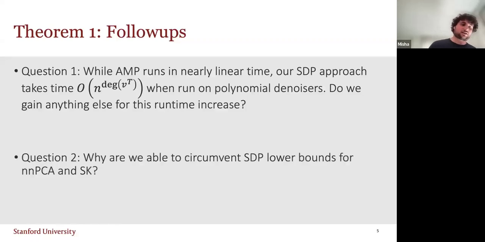The second question is more philosophical. I just told you about these STP lower bounds for non-negative PCA and Sherrington-Kirkpatrick, these very strong lower bounds, in fact, for Sherrington-Kirkpatrick. Why are we able to circumvent them? What does our STP do that those do not? Okay, so given these questions, we are going to try and give a satisfactory answer.